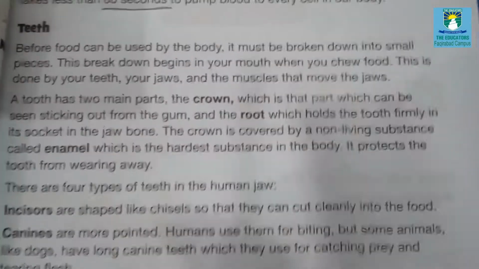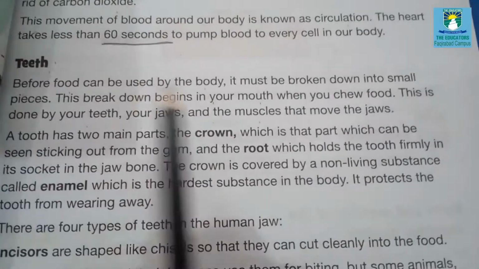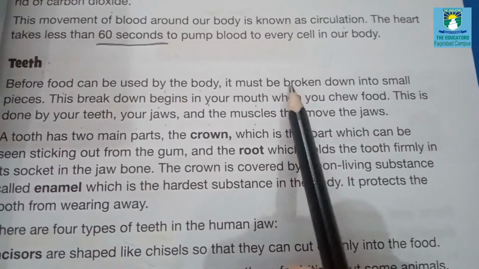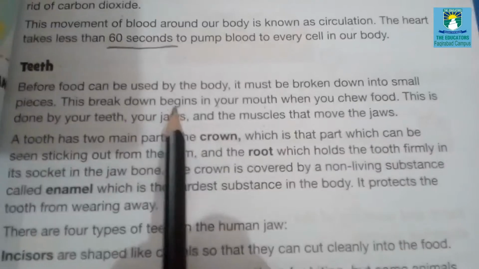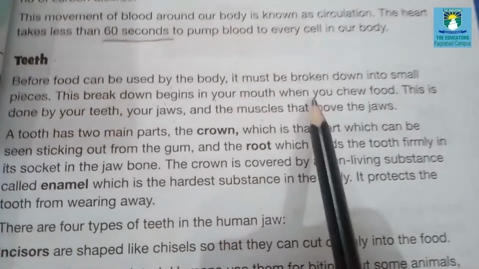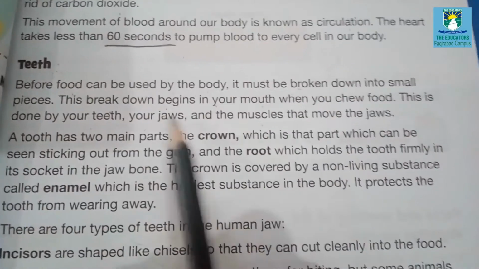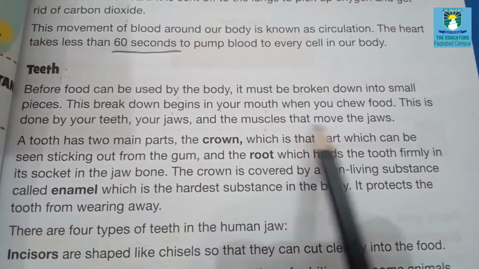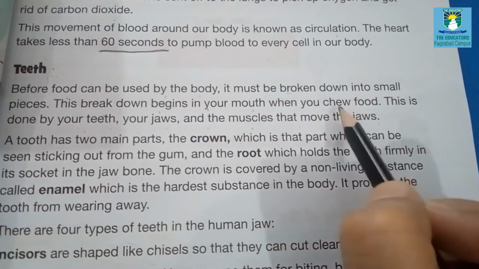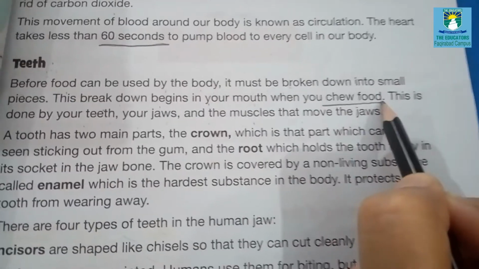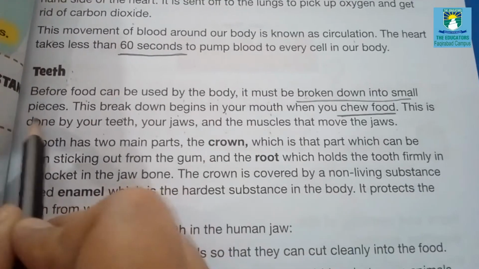Today we will discuss the structure of teeth. Before food can be used by the body, it must be broken down into smaller pieces. This breakdown begins in your mouth when you chew food. This is done by your teeth, your jaws and the muscles that move the jaws. Now, what is the function of teeth? They chew the food and break it down into smaller pieces.